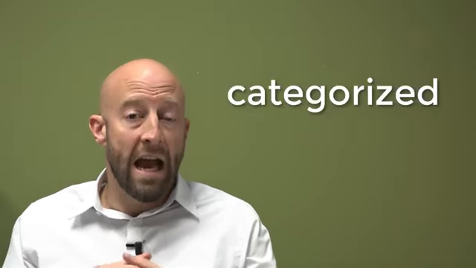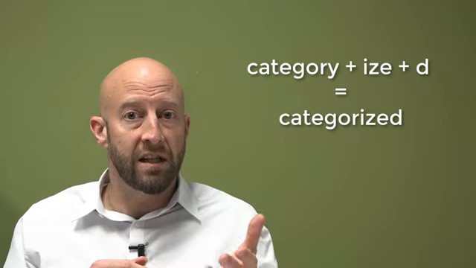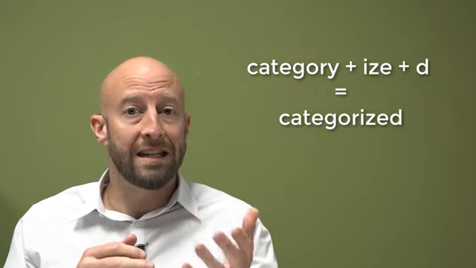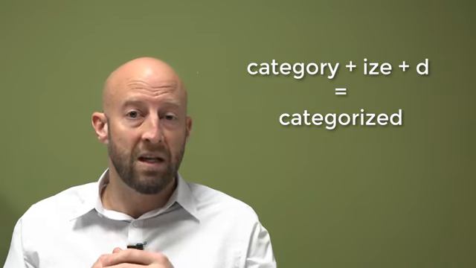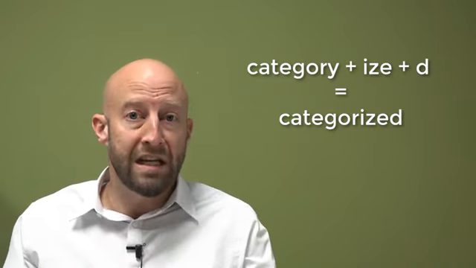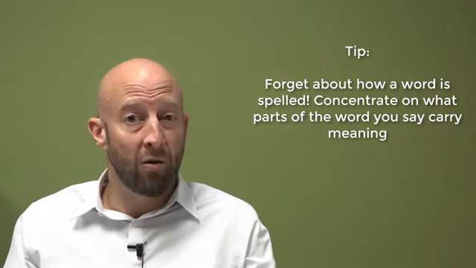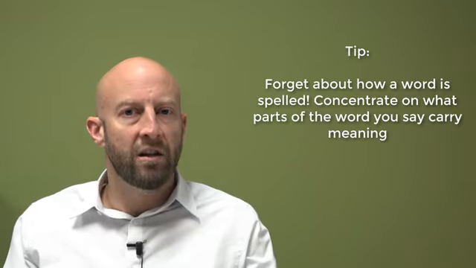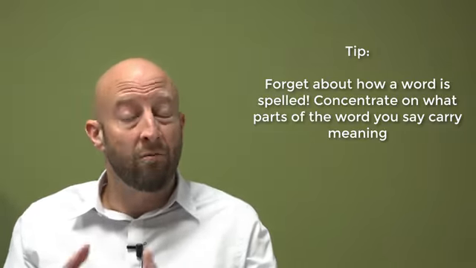Let's take another word. How about categorized? Now categorized has one word, but it has three morphemes. So we have category plus the IZE suffix, but also that D suffix at the end is meaningful because it denotes past tense. Sometimes it's spelled D, sometimes it's spelled ED, but as another tip, try to forget about how a word is spelled in a language. Instead, try to determine, are the sounds present in that word meaningful? If they are, we must look at them as morphemes.